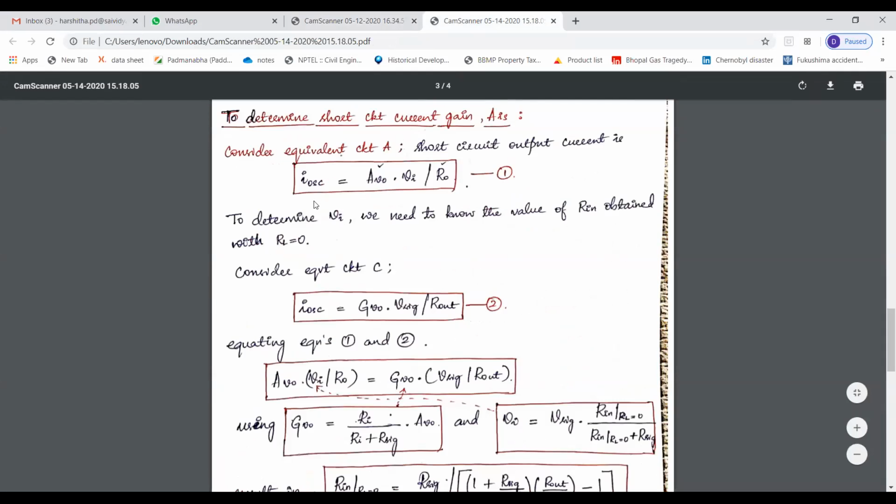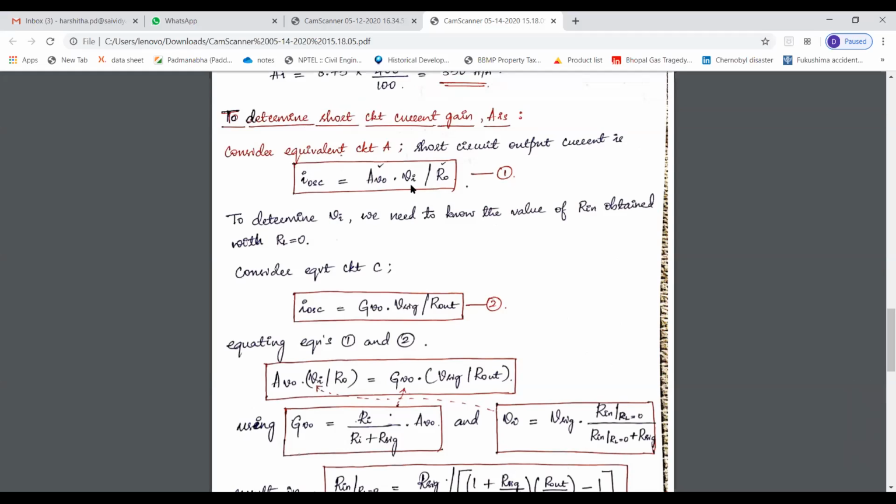So now IOSC is equal to AV naught into Vi by R naught. We know AV naught and we know R naught. We have found that out. But to find out Vi, we need to first find out the value of Rin that is obtained with RL equal to 0. So for that, we need to consider the equivalent circuit C.